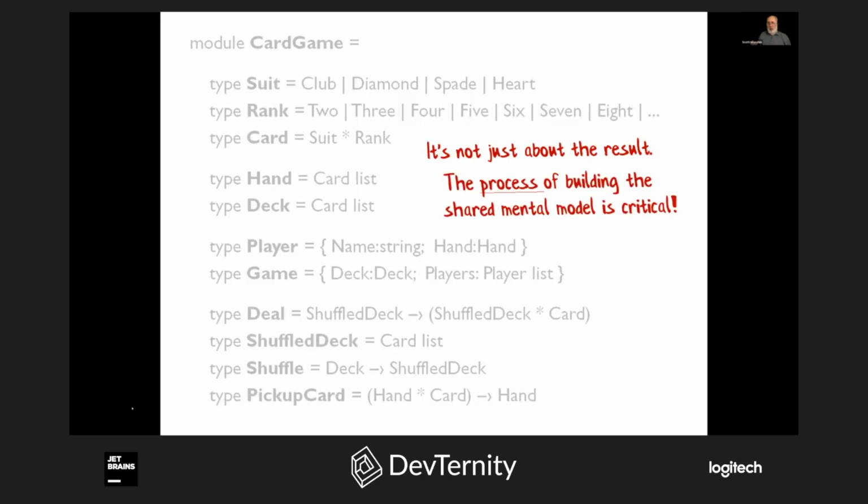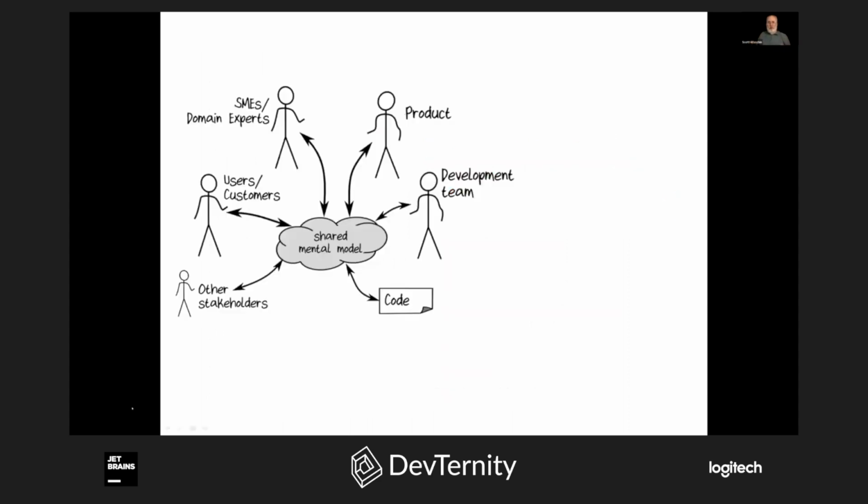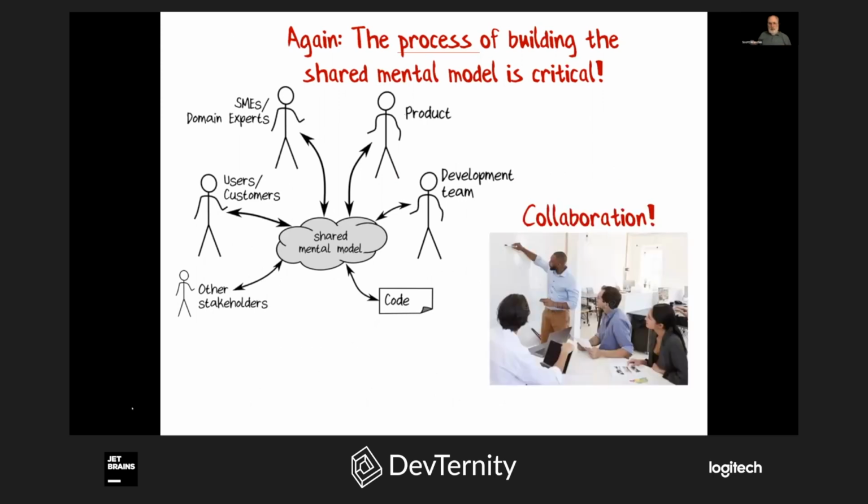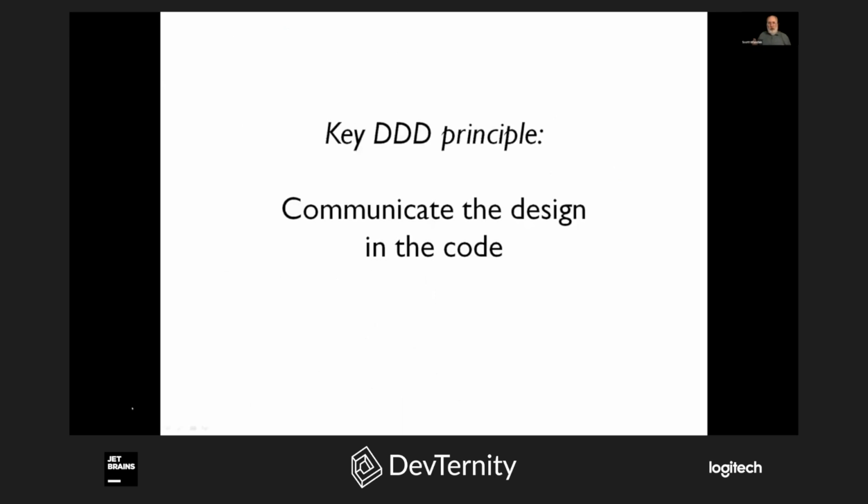Again, this process is not about just having a result like this, it's about building the shared mental model. It's all about collaboration. You're learning things. It's not really just about documenting stuff. It's about the learning process of understanding all this stuff. So the shared mental model is a key thing about domain-driven design. Okay, that's the first part. If there's one single way to summarize this, I would say: communicate the design in the code. That would sum up this whole thing, right?